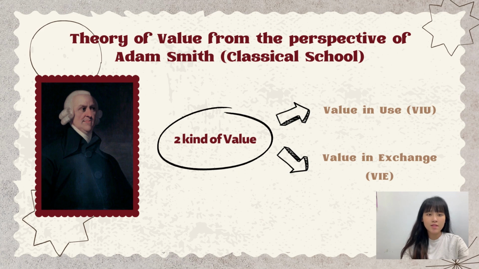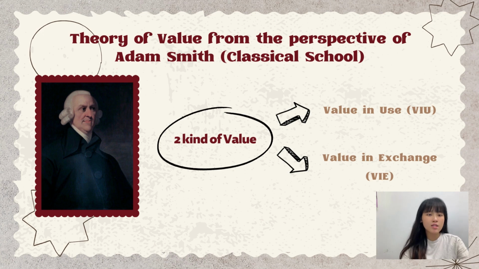I represent the theory of value from the perspective of Adam Smith, which is the classical school. There are two kinds of value, which are the value in use and the value in exchange. Value in use is the utility of some particular object. Things which have the greatest value in use have frequently little or no value in exchange. For example, water has great value in use but little value in exchange.